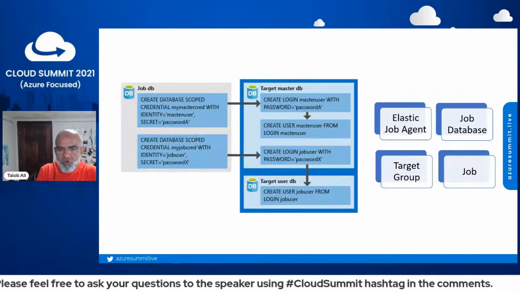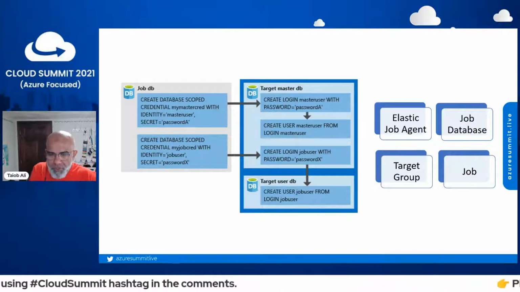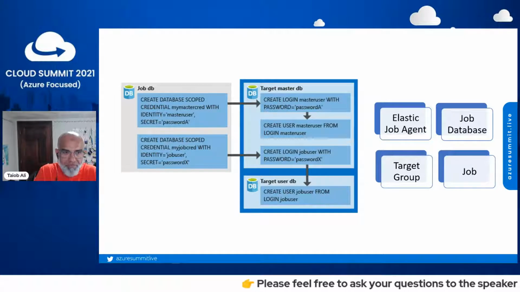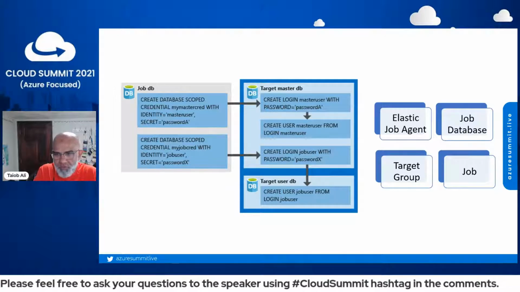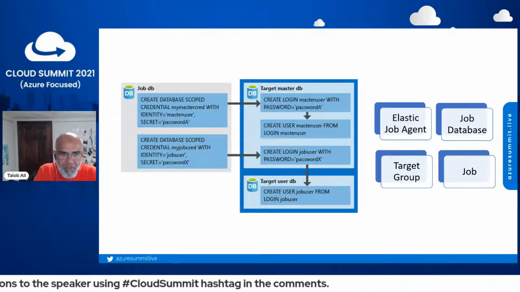There are mainly four components to this, as you see on the right. One is the Elastic Job Agent, Job Database, Target Group, and Jobs. In order to turn on this Elastic Job Agent, you have to specify an Azure SQL database. Now, do you want to mix it up with your user databases? Probably not. So you might want to have a dedicated Azure SQL database for this.